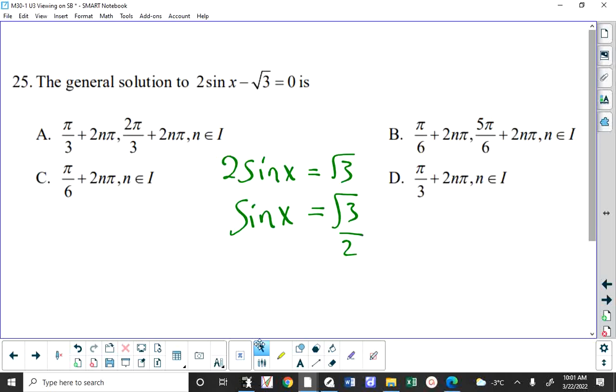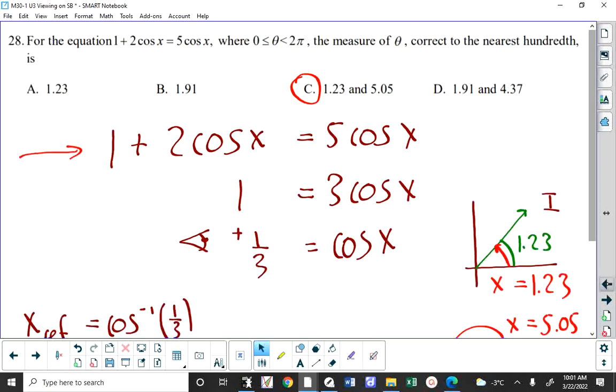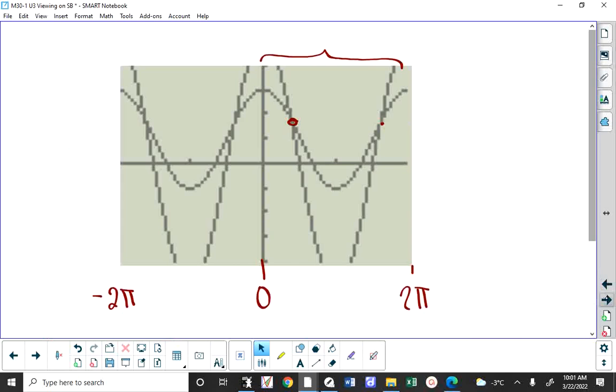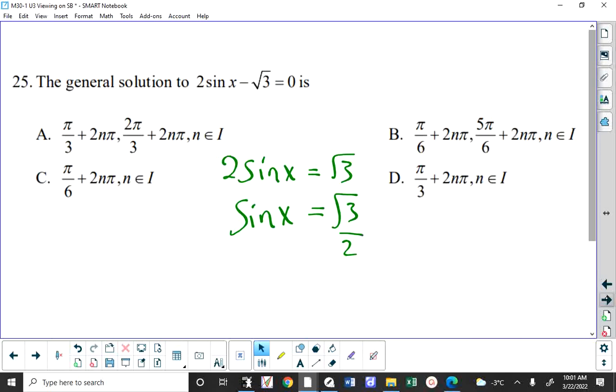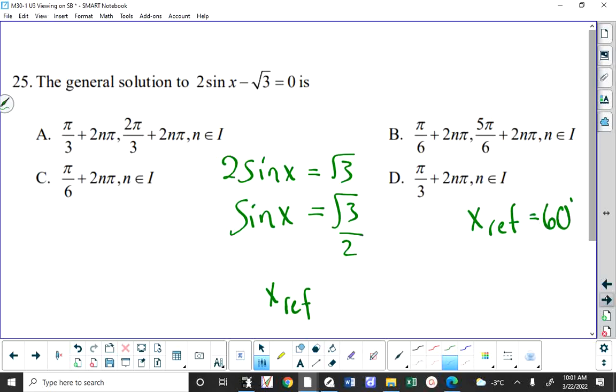And by the way, when we want an exact value, you see these numbers in the choices, they're exact values. Not like this that were decimals. When you want exact values, then you need to put your calculator in degree mode to recognize those numbers. So when you go inverse sine of root 3 over 2 in degree mode, you get a reference angle of 60 degrees, but that means it's pi over 3.